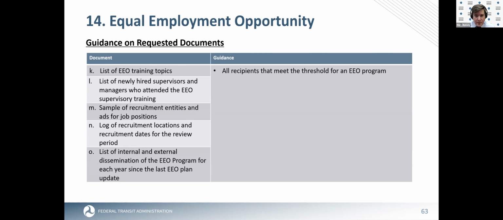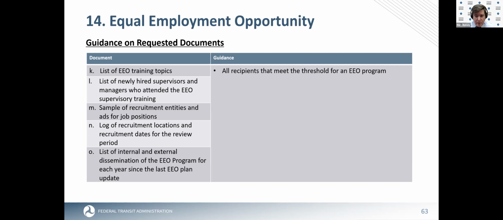Item K, lists of EO training topics that you've trained staff on. Item L, list of newly hired supervisors and managers who attended the EO supervisory training. Item M, sample of recruitment entities and ads for job positions, so that again, the reviewer could see that you're including, you know, this is an equal opportunity employer on job applications or job postings and whatnot.